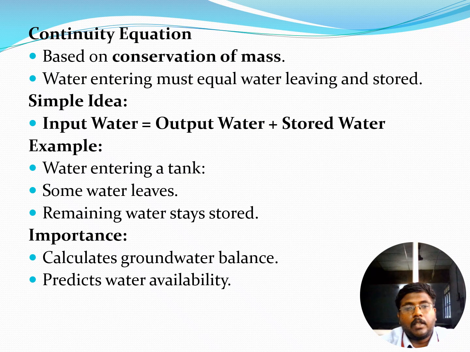Next we see about the continuity equation of groundwater. It is based on the conservation of mass. It is defined as: the rate of water coming in minus the rate of water going out must equal the rate at which the water is stored or accumulated. The best example is a simple idea: input water is equal to the output water plus stored water. It is important to calculate the groundwater balance as well as water availability in each and every reservoir.